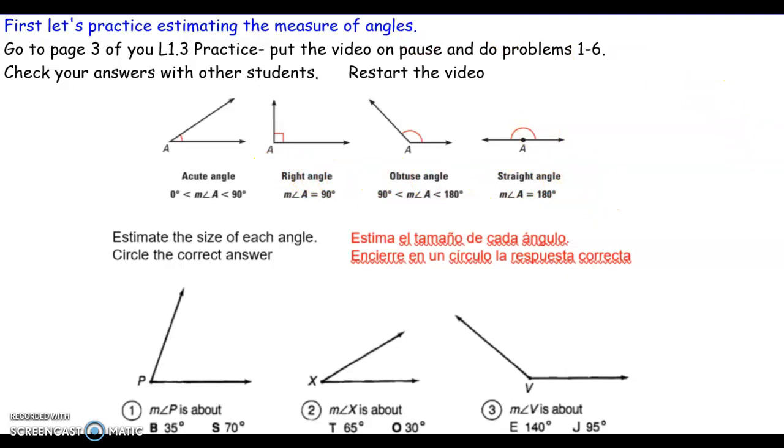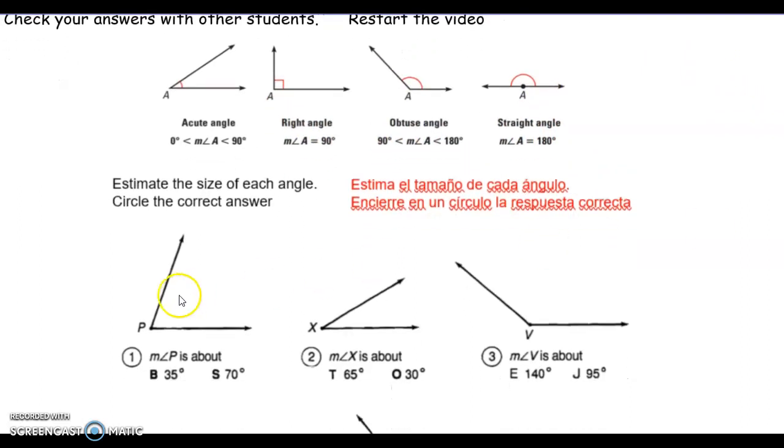And then you come down here and you say, which angle is this? Is this a 35-degree angle or is it a 70-degree angle? Does it look closer to one of these or does it look closer to one of these? Okay, so you decide, circle, and then go check with the people at your table.